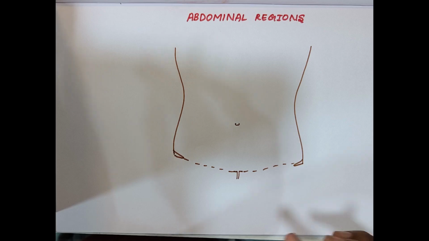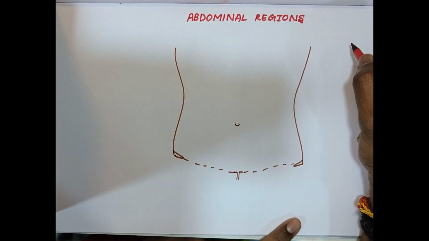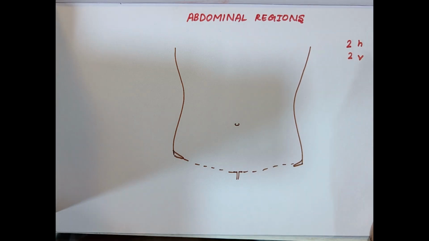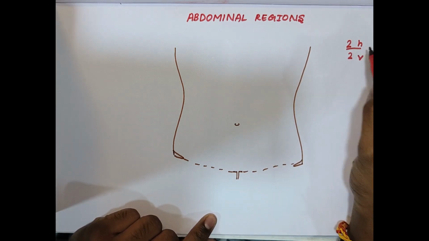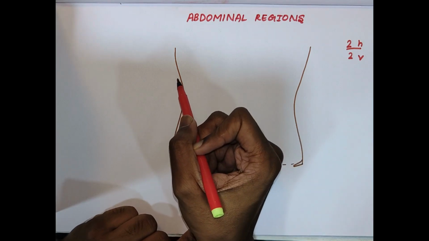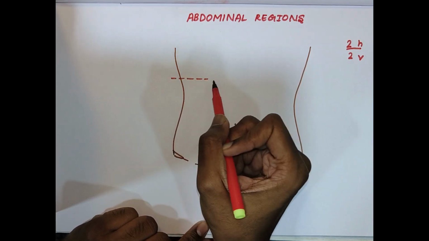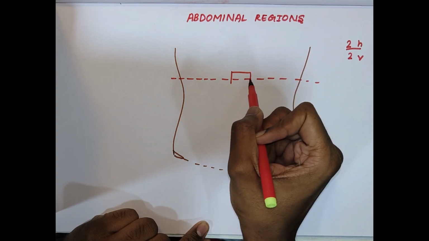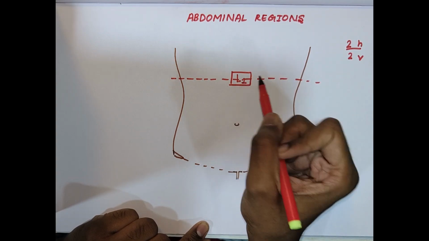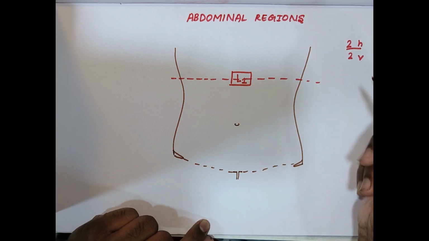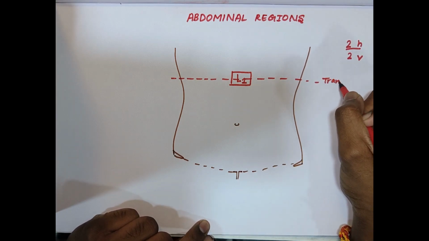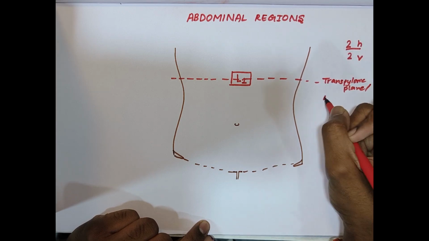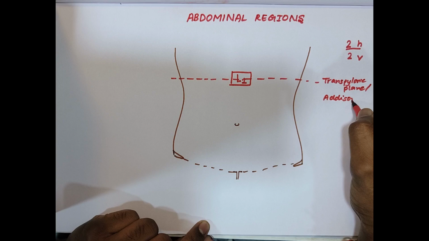So how are these regions actually divided? These are divided with the help of two horizontal lines and two vertical lines. Let's talk about the two horizontal lines first. The first line is a horizontal line passing through the L1 vertebra, that is the first lumbar vertebra. This is known as the transpyloric plane, also known as the Addison's plane.